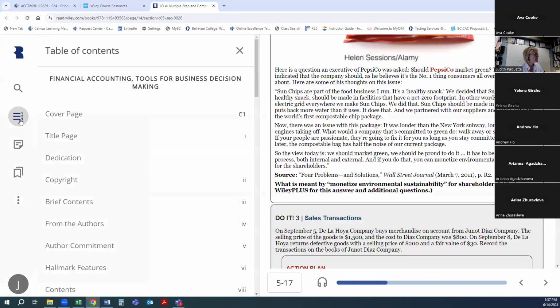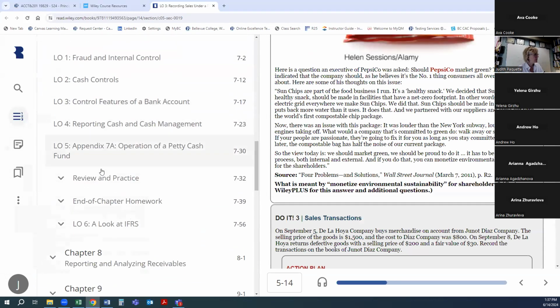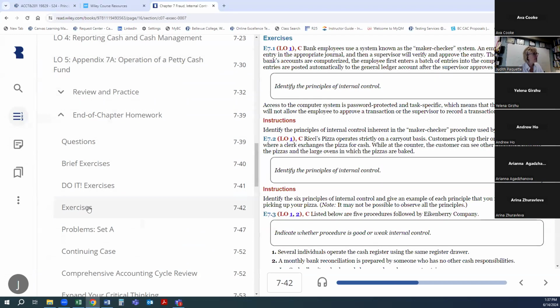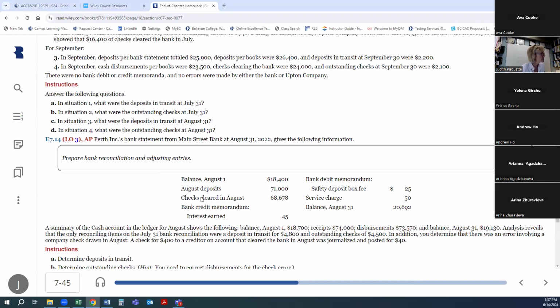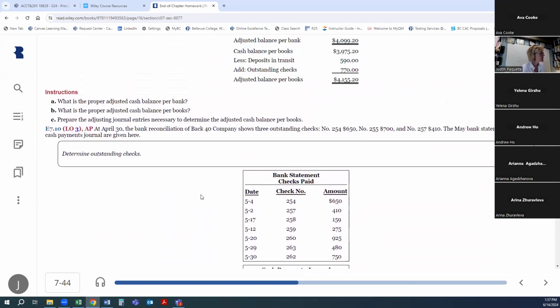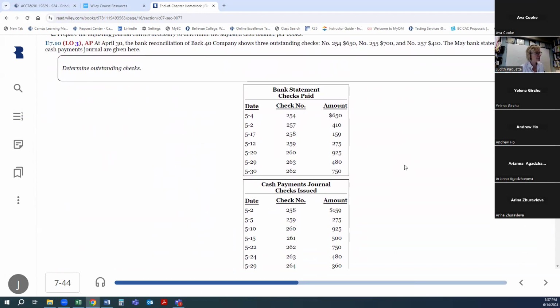And let's look at the online textbook. And then we're going to go to the end of chapter homework. And I'm going to guess it's an exercise. All right, so the homework, I'm just going to go to the end ones. Seven, does this look familiar? Determine the outstanding checks.